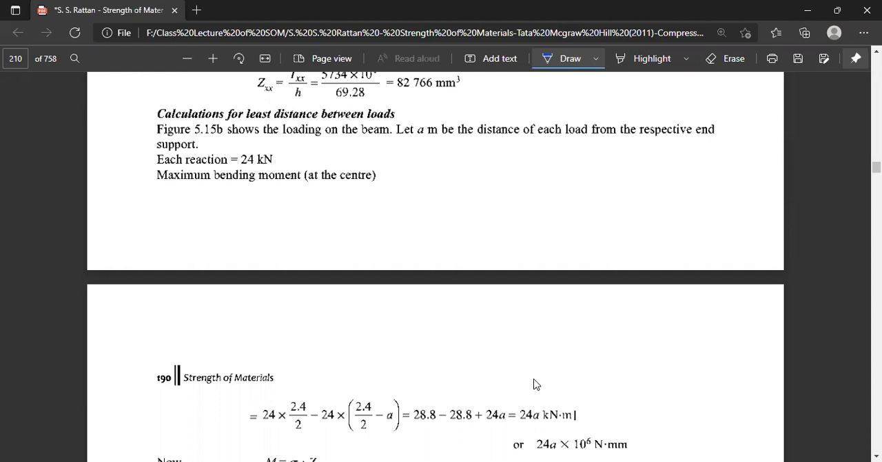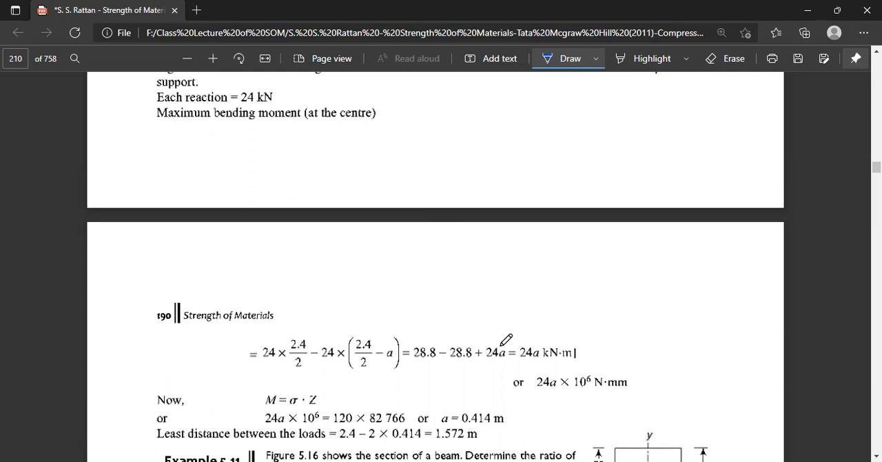Now, the maximum bending moment for this case is supposed to be at the center. So 24 multiplied by 2.4, the total length, divided by 2, minus 24 multiplied by a will be the equation for the maximum bending moment. So this equation will reduce to 24.8 kilonewton meter, or 24 multiplied by 10 to the power 6 Newton millimeter.